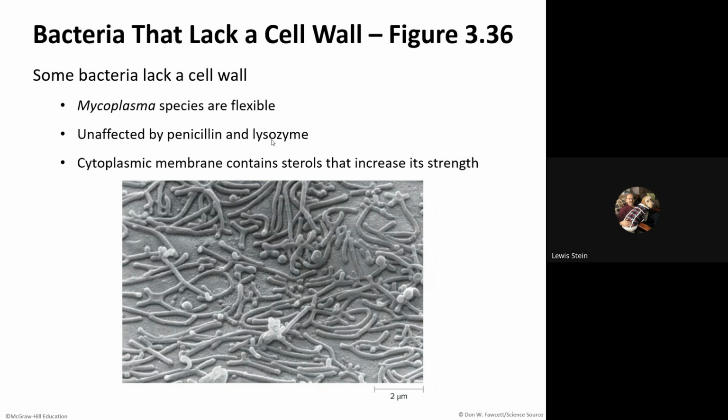Cholesterol. Not a lot of bacteria have it. These are oddball bacteria. Really the best species to understand this is Mycoplasma. The names can be confusing. The most famous one of these is called Mycoplasma pneumoniae.